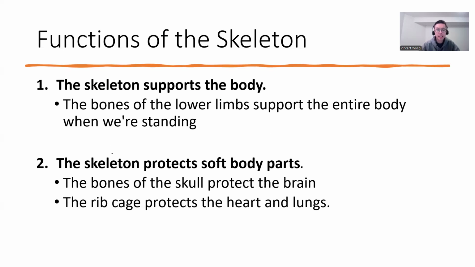And also, in previous units, we talked about how the skeleton protects soft body parts. We have the skull to protect the brain. We have the rib cage to protect the heart and the lungs. We have the backbone to protect our spinal cord, and so on and so forth. So these more delicate structures are often encased in some kind of bones to give them extra protection. So support and protection are pretty self-explanatory. These are things that we probably already know.